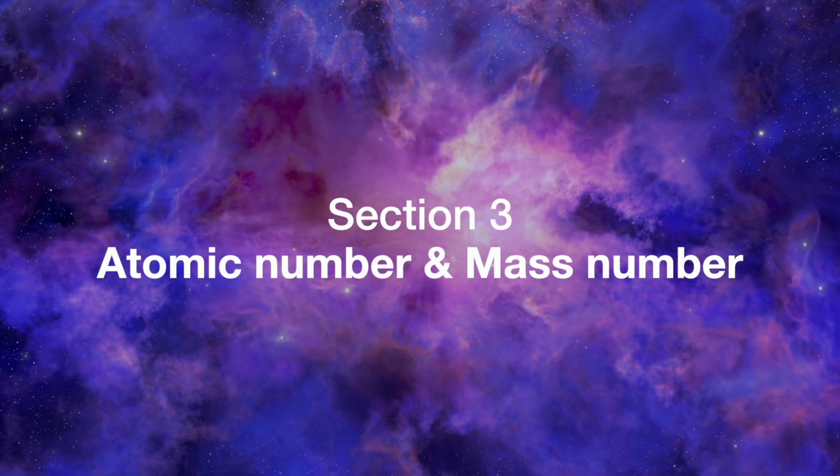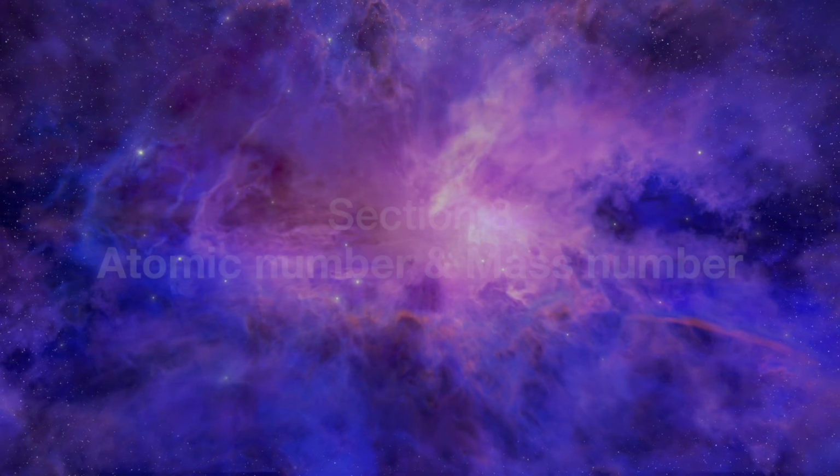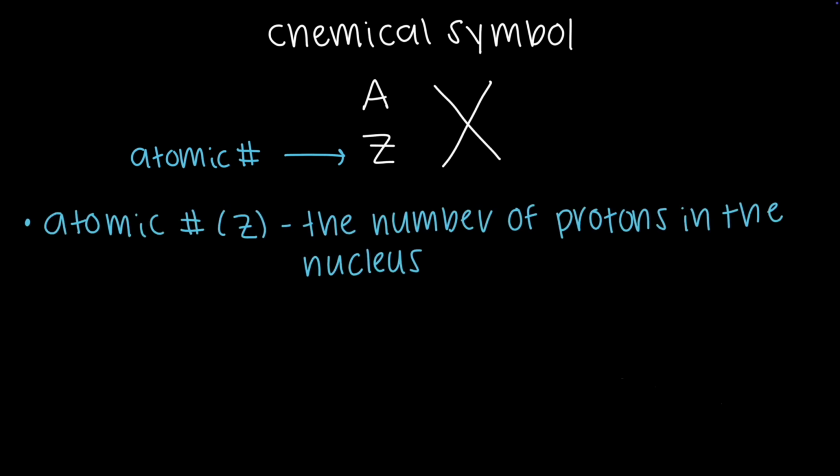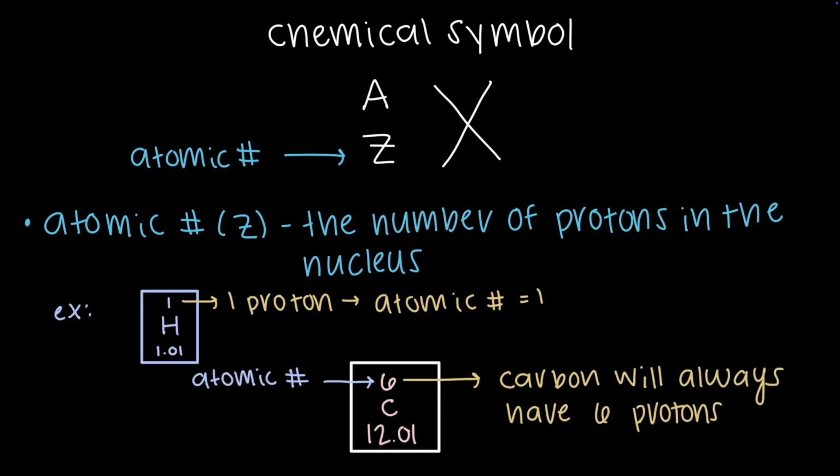For section 3, we have atomic number and mass number. These are 2 numbers to know for every atom. Atomic number, or Z, is the number of protons in the nucleus. This is unique to each element. For example, hydrogen has 1 proton, so its atomic number is 1, and carbon has 6. On the periodic table, the atomic number is the top number for all elements.